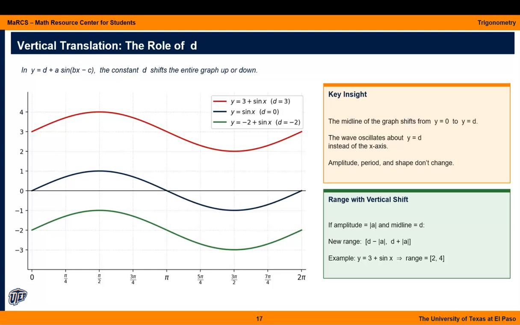Now consider the value d. This shifts the graph up or down. Instead of oscillating around 0, the graph oscillates around the line y is equal to d, which we call the midline. The amplitude and period do not change, only the vertical position changes.